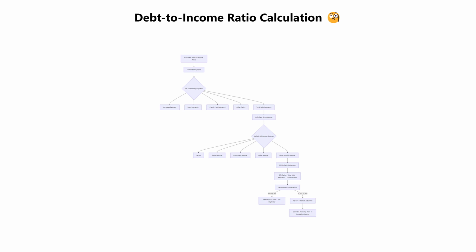Let's take a look at this flowchart that visualizes the debt-to-income ratio calculation process. It starts with summing your total monthly debt payments. You then calculate your gross monthly income. Next, you perform the division of total debt by gross income to get your DTI. Finally, you determine whether the ratio is favorable or needs improvement.